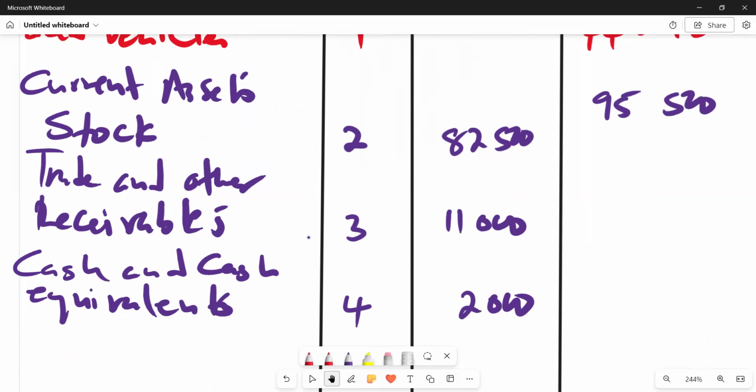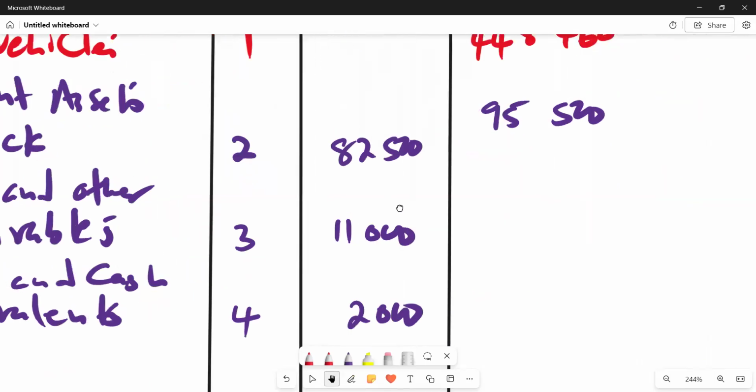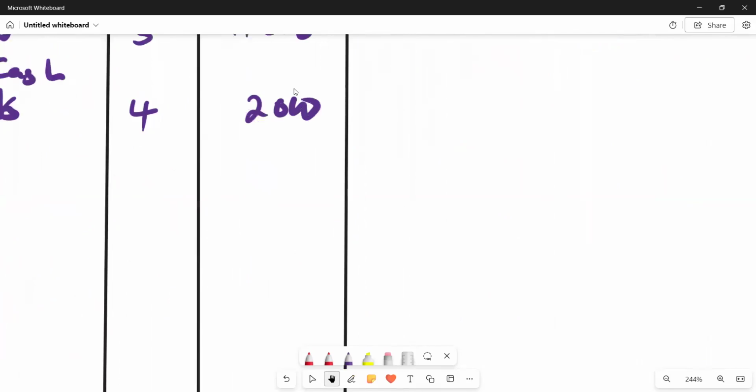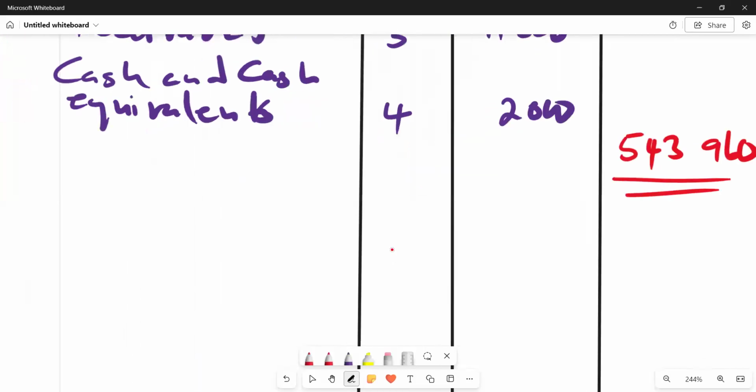Right. So from there, we can now add our assets. Remember, to get our total assets, we're going to say our non-current assets plus our current assets, whereby we are saying 448,460 plus 95,500. Then you get your total, which is supposed to come here, which is 543,960. And this is going to be your total assets. So here we are saying total. So this is what we have.